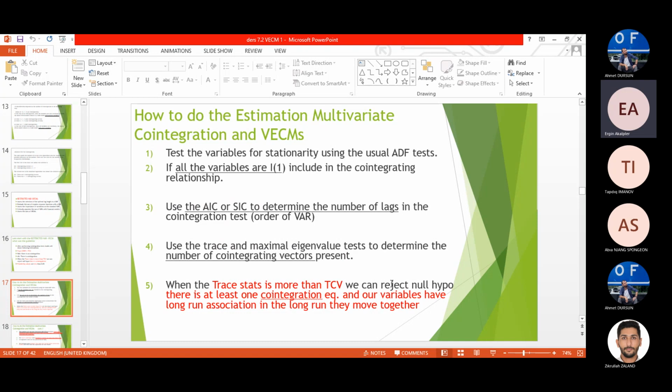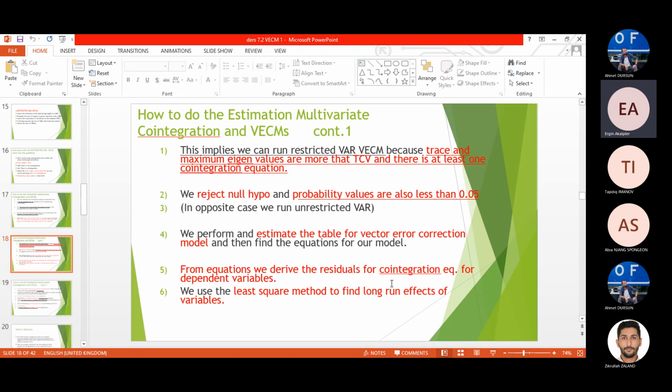When the trace statistic is more than the test critical value, we can reject the null hypothesis. There is at least one co-integration equation, and our variables have a long-run association. In the long run, they move together. And after this, all this implies we can run the restricted VAR, so-called the vector error correction model, because the trace statistic and the maximum eigenvalue statistic values are more than the test critical value, and there is at least one co-integration equation. We reject the null hypothesis, and the probability values are less than 0.05. In the opposite case, we run the unrestricted VAR, as I mentioned to you.